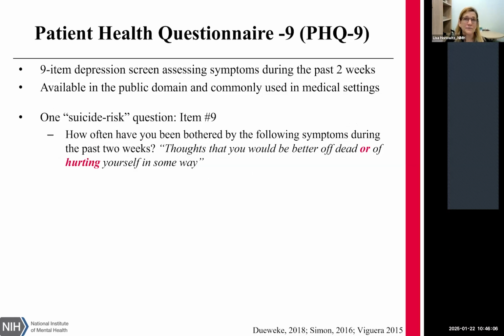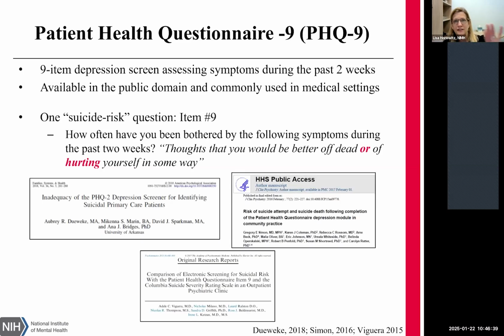And sometimes when people settle on wanting to kill themselves, they're not bothered anymore by the thoughts. It also has an or in it. So you don't know which side of the question they're responding to. So it over and under detects. And then it says hurting. It doesn't say killing. And we all know that people think of hurting and killing themselves as 2 different things a lot of the time. So this question isn't so good for suicide risk. And so there's at least 13 studies now showing that the PHQ-9, while being a good depression screen, is not sufficient to identify people at risk for suicide.